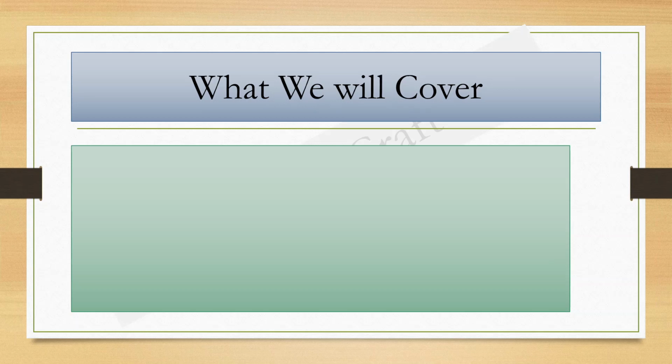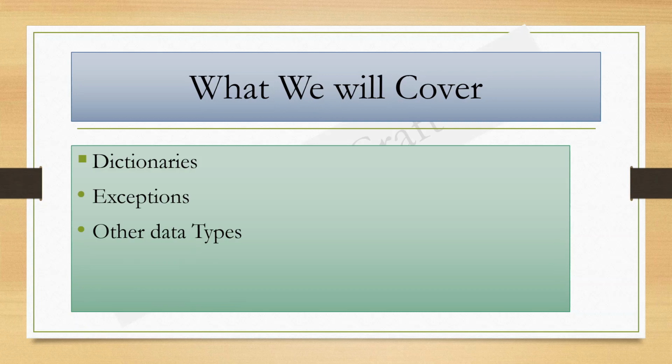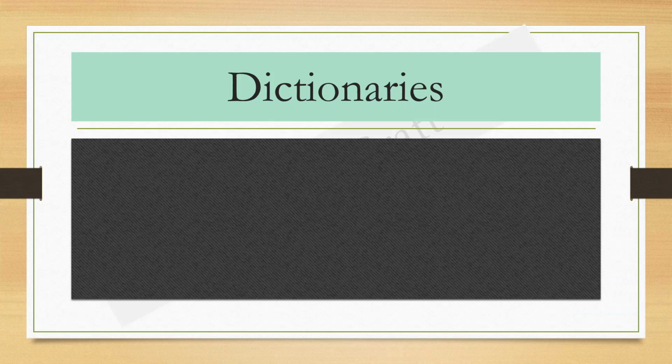Alright, what will we cover in this module? First of all, we will take a look at the Python data type dictionaries. Then we will take a look at exceptions and how to handle different types of exception. And finally, we'll take a look at other data types and summarize the module. Okay, first, let's see what dictionaries are.